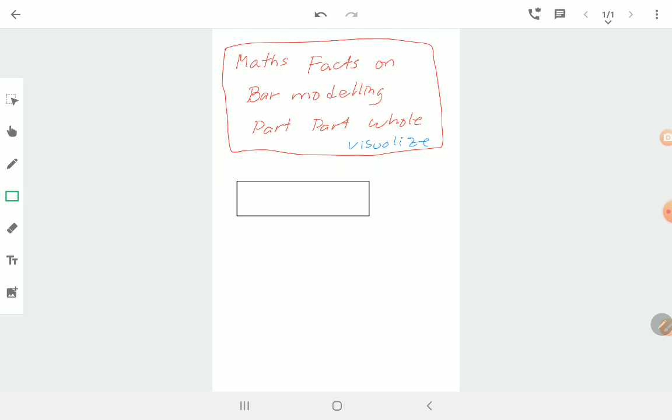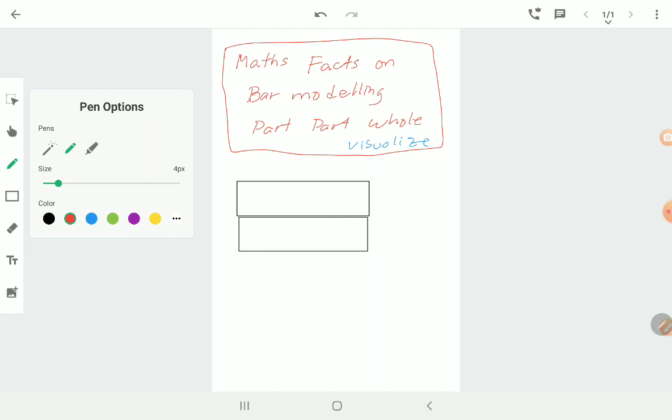Okay, so let's say that's the one whole. And then there is another one which is exactly the same as that. Okay. And then let's say, for example, that this one is 8 and that is 2. So this part is 8 and this part here is 2. Therefore the entire whole is, of course, as you all know, 10.